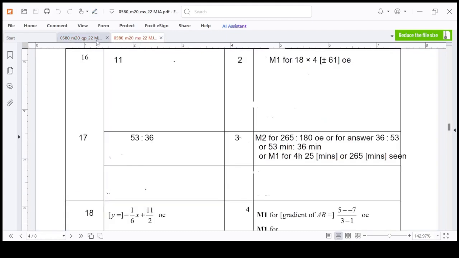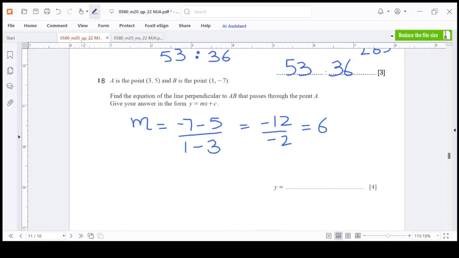But we need the perpendicular gradient. The perpendicular gradient is always the negative reciprocal of the initial gradient. So it's going to be negative 1 over 6. You take the reciprocal of this, which will become 1 over 6, and then you change the sign. So negative 1 over 6. That's going to be the slope. So y equals minus 1 over 6 x plus c.